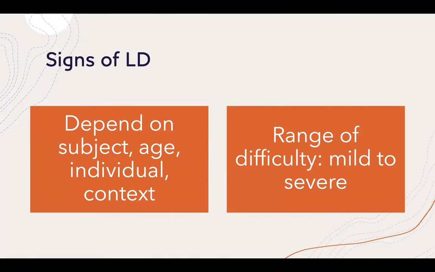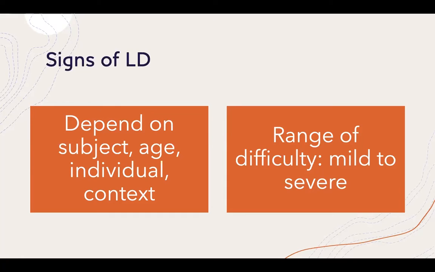So I wanted to get into the signs of learning dysfunction or having a learning disorder. And we do spend a lot of time going over this. This is a big component of the presentation. And the most important thing to consider with learning dysfunction and disorder is that the signs really depend on an individual, right? So signs are going to be different for different children. They really depend on the subject. So they're, of course, going to look different for different subjects, for different ages, certainly, as well as context. So we want to keep all of that in mind.